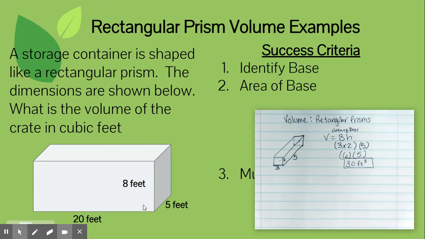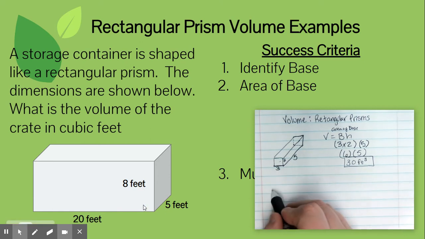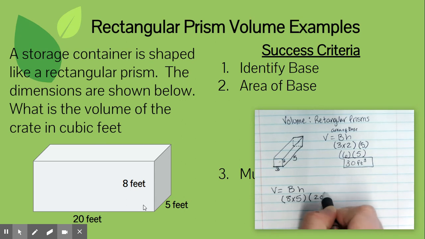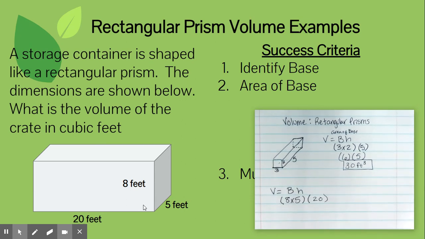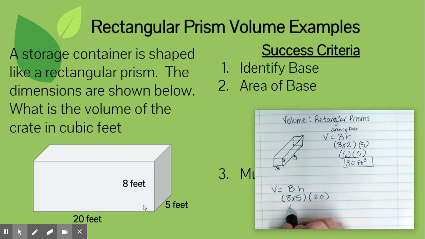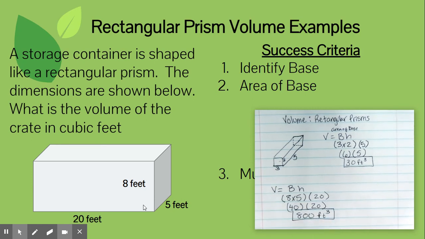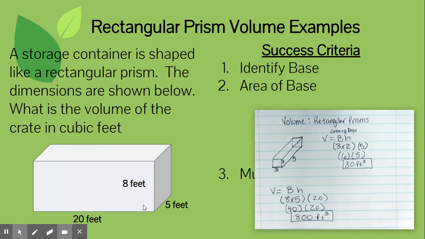Like I said, with rectangular prisms, we're just going to multiply them all together. My volume is area of the base times height, so we're going to do 8 times 5, and then multiply that by 20. Everything's getting multiplied, so it doesn't matter what order you go in, you can do it all together. 8 times 5 is 40, and then 40 times 20 is 800. So that's going to be 800 feet cubed. So rectangular prism is pretty simple.